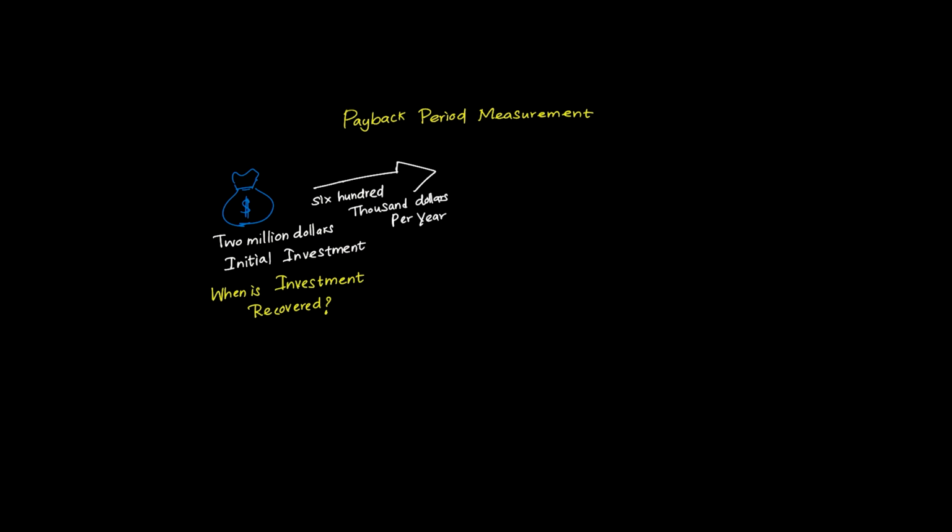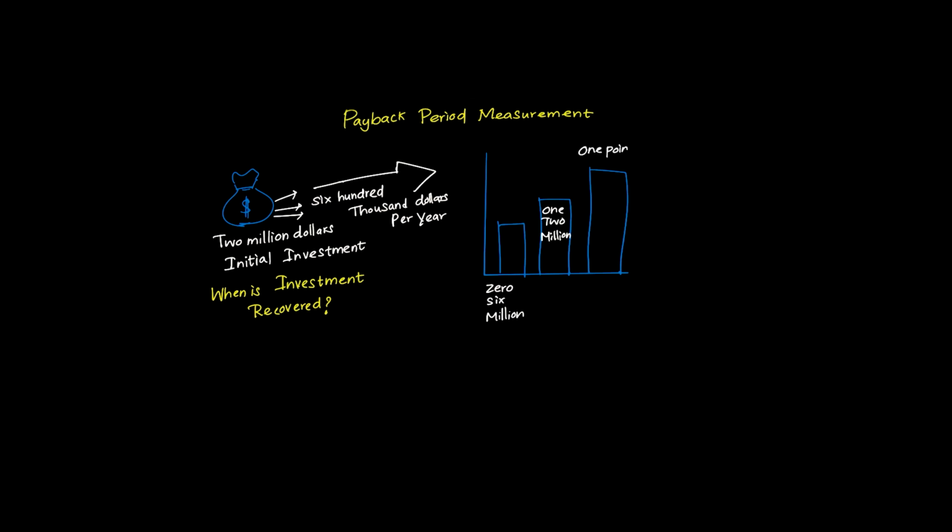Let's do the math. After year 1, you've received $600,000. After year 2, you've received $1.2 million. After year 3, you've received $1.8 million. Somewhere during year 4, you'll cross the $2 million mark and fully recover your initial investment, so the payback period is approximately 3 1/3 years.